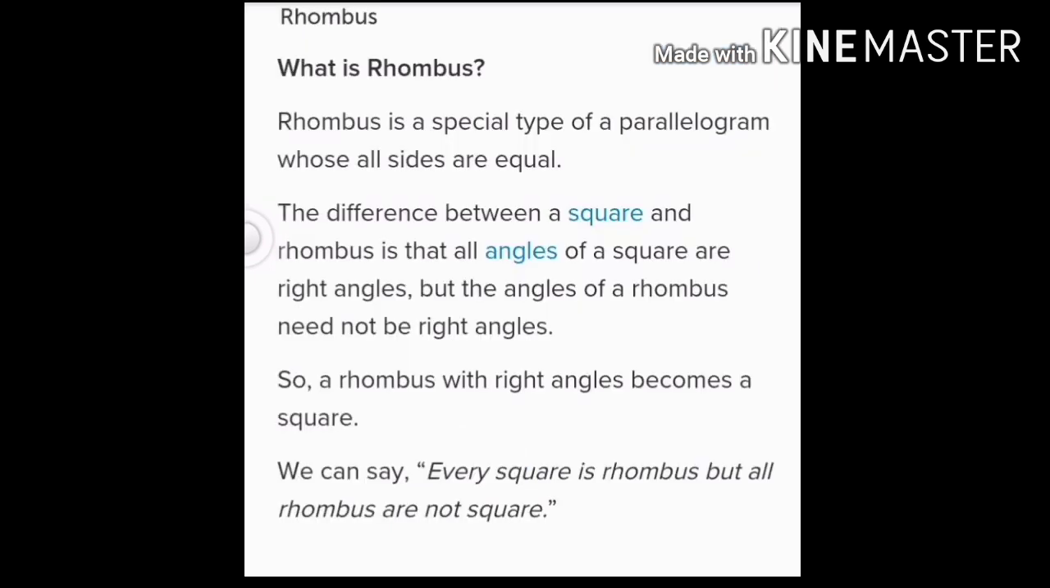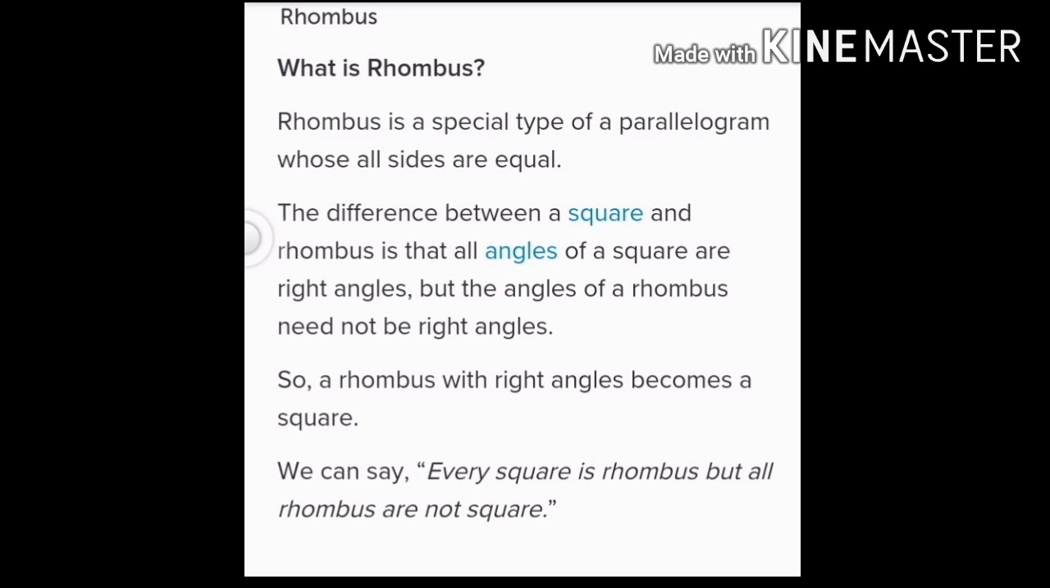Next, let us see some important facts about the rhombus. First, what is a rhombus? A rhombus is a special type of parallelogram whose all sides are equal. The difference between a square and a rhombus is that all angles of a square are right angles. Again, listen to me clearly. All angles of a square are right angles, but the angles of a rhombus need not be right angles.